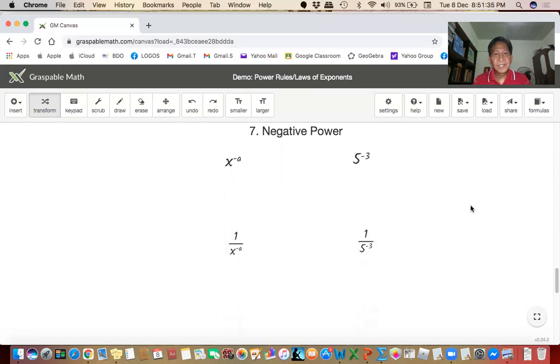Rule number 7, this is about negative powers. So for the first one, I'm going to drag it below the fraction bar. All right, there's the fraction bar. I'll bring it below the fraction bar. All right, observe what happens. I'll do the same here for the number. All right, we can simplify this some more.